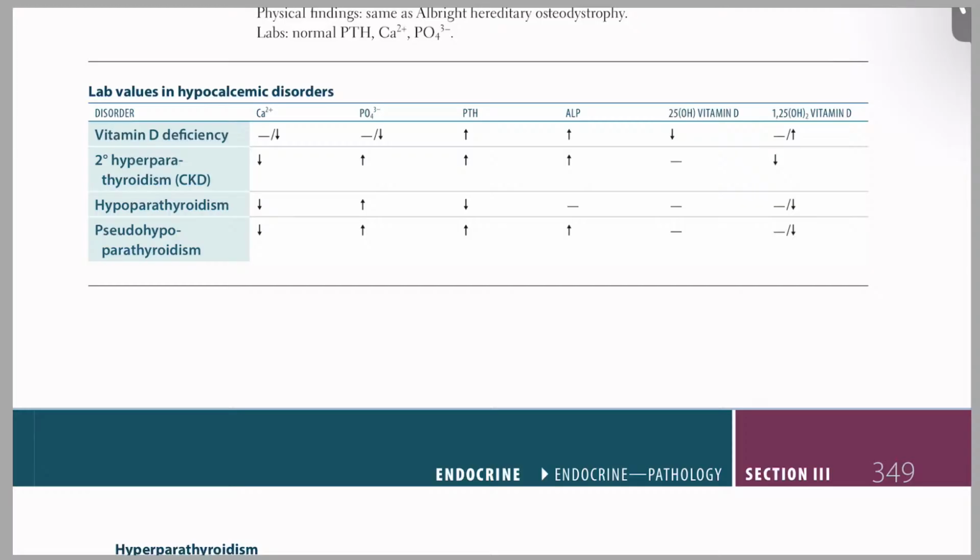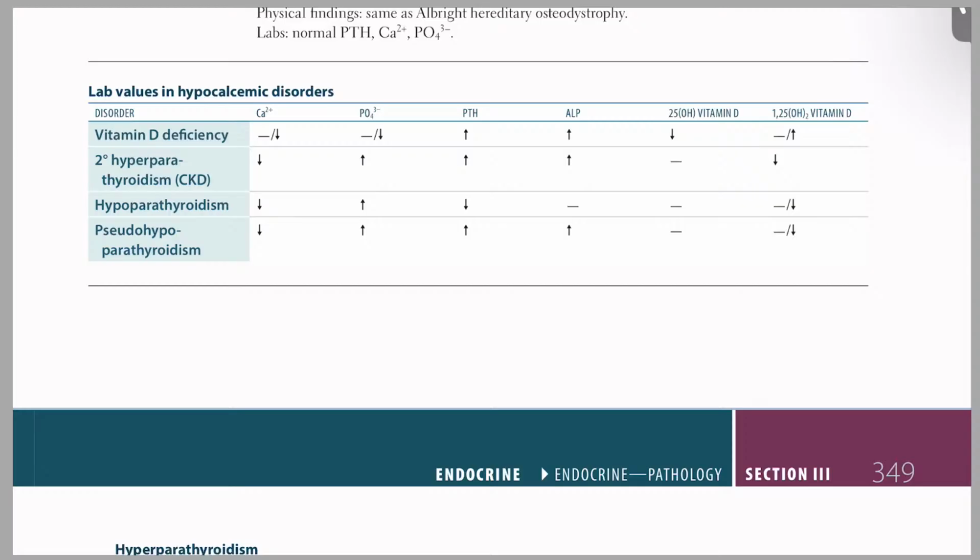Vitamin D deficiency, secondary hyperparathyroidism, CKD, hypoparathyroidism, pseudohypoparathyroidism. Vitamin D deficiency: calcium low, phosphate low, PTH increased, ALP increased, 25-OH vitamin D low, 1,25-OH vitamin D increased.